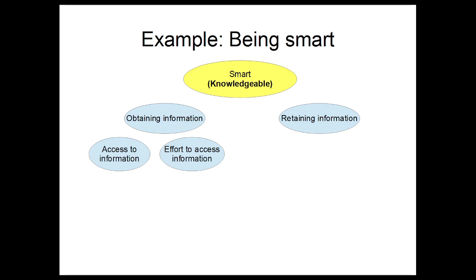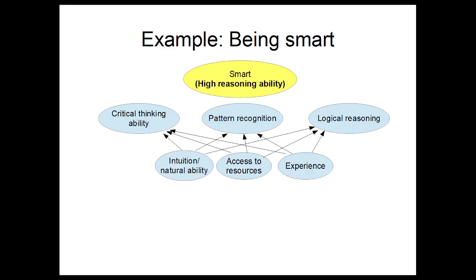But you can even argue that there's other ways to be smart, like you might say high reasoning ability. Like, are you good at logic puzzles? Are you good at critical thinking? Are you good at coming up with theories and recognizing patterns, developing your own ideas? That could be another way to be smart. So the relevant factors for that problem might be things like critical thinking ability, pattern recognition, and logical reasoning.